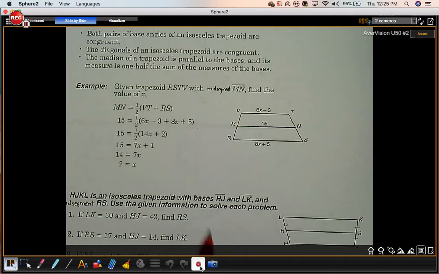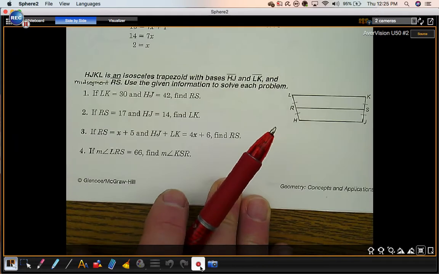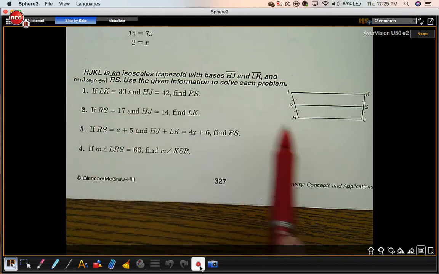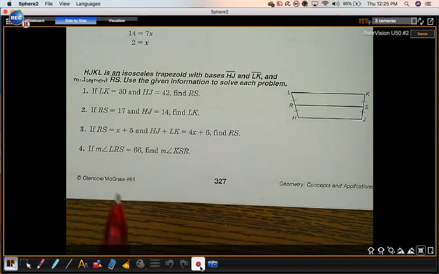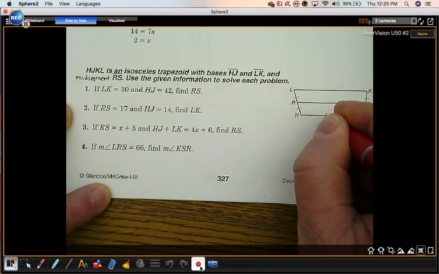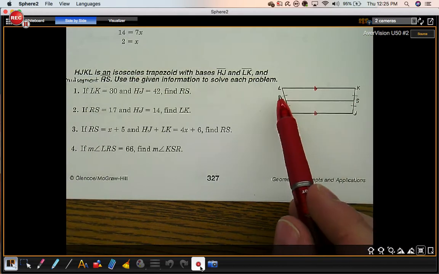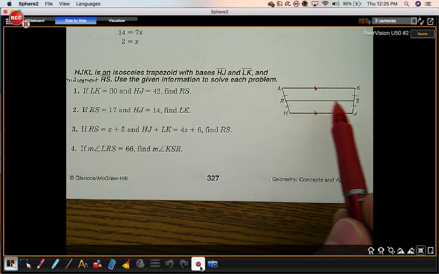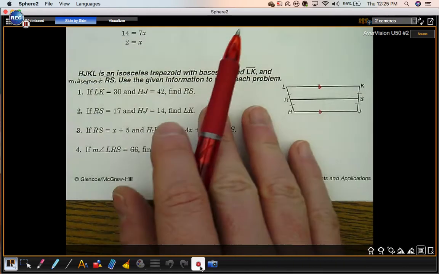They even work a problem out for you that even has algebra involved. They're telling you that this figure right here, HJKL, is an isosceles trapezoid. So if this is an isosceles trapezoid, these legs are going to be the same, which is why these parts are all marked equal. This is a midsegment. Use the information to solve the problem.